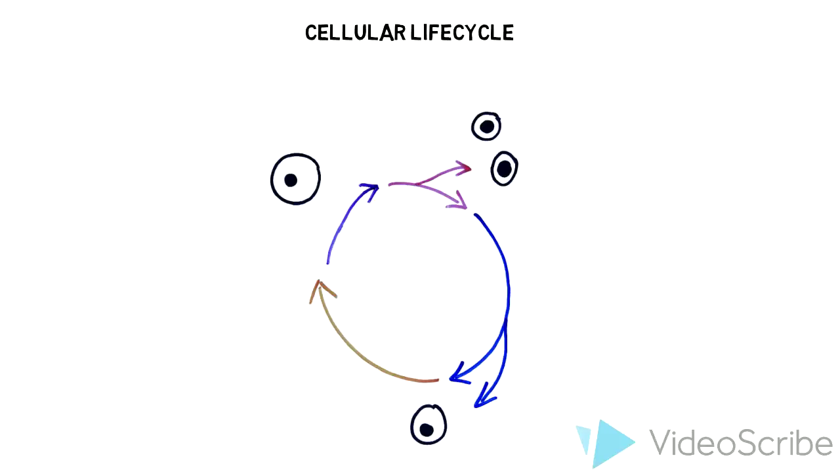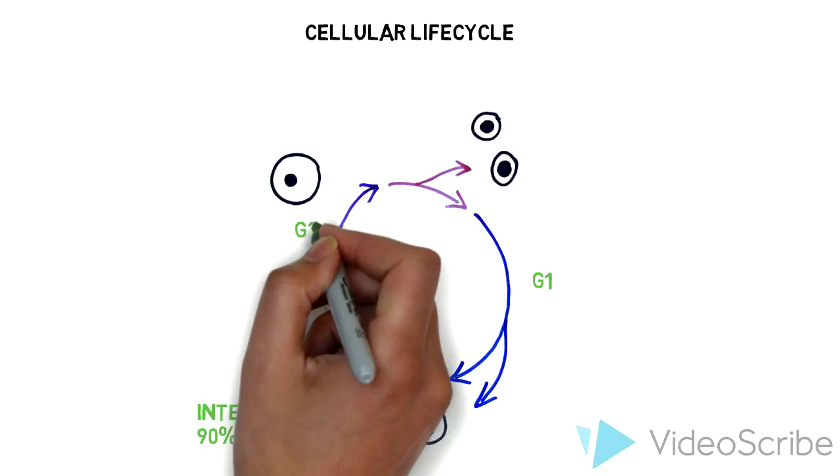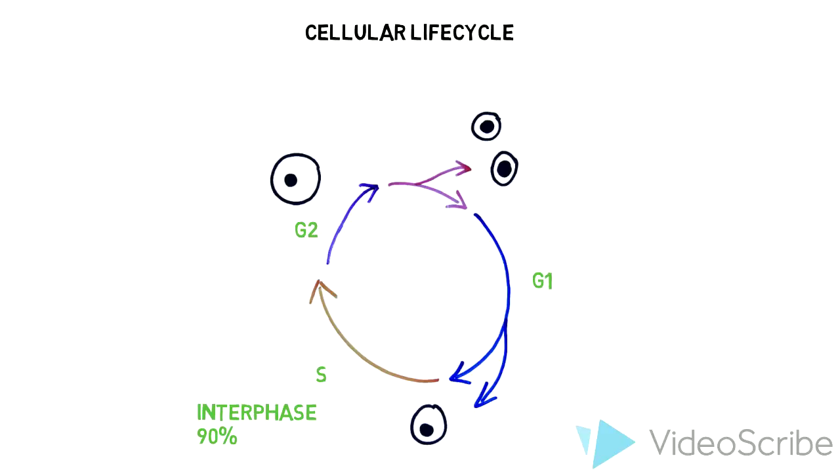Most of a cell's life is spent in interphase. During interphase, a cell will undergo growth and DNA replication. During the G1 phase, cellular growth occurs. Then, during the S phase, the synthesis and replication of DNA occurs. And during the G2 phase, further cellular growth occurs.